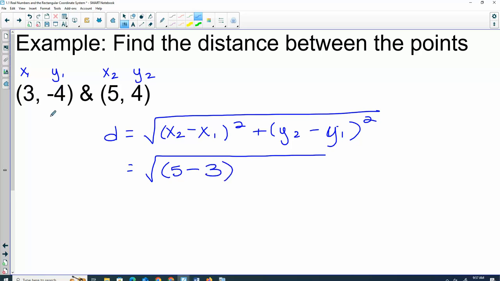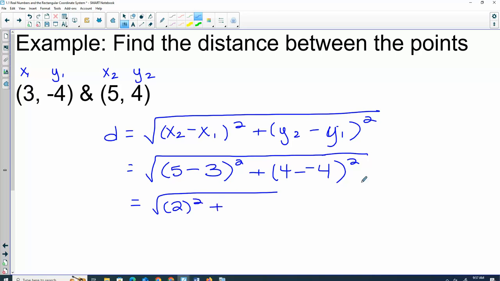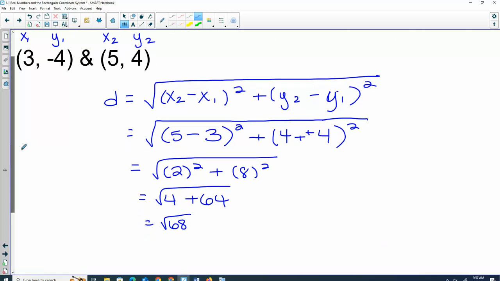Would it matter if you did 3 minus 5? No, we're going to square them anyway. It won't make a bit of difference. y2 is 4 minus negative 4. Alright, so 5 minus 3 is 2 squared. 4 minus negative 4 makes 4 plus 4. So 8 squared. So 4 plus 64 is the square root of 68. Always check. Do any perfect squares go into 68?